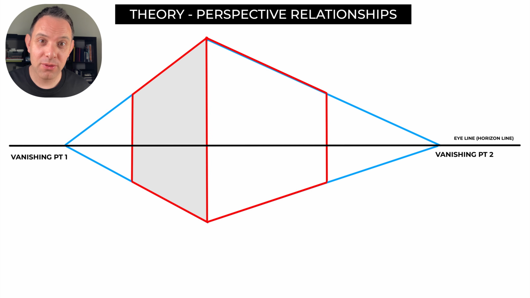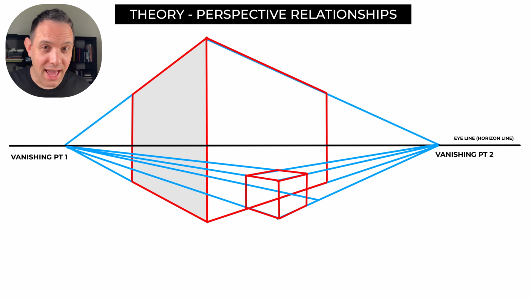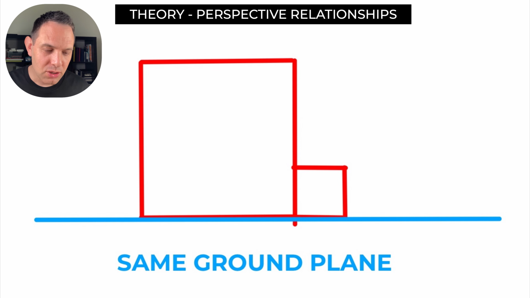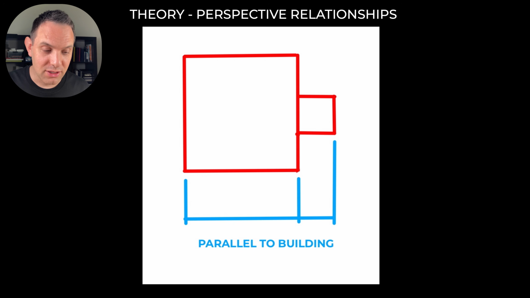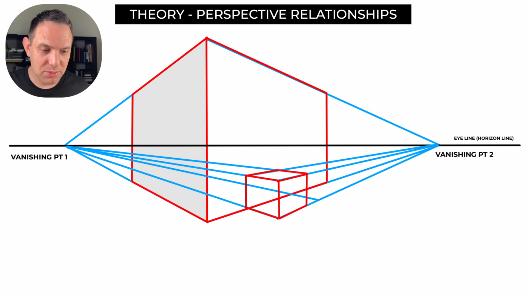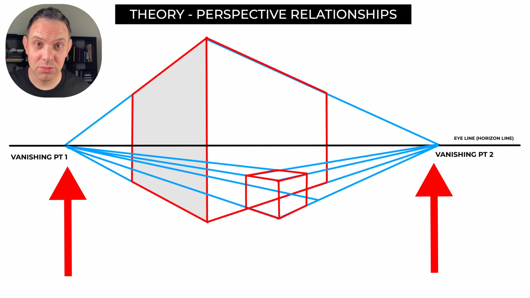So in general, how do we add objects to a scene with a building? Well, let's start by looking at this basic shape of a building here in two-point perspective. Now what if we add something to the side of this building? It could be a crate on the side, or a set of stairs, or even a car park next to the building. And because it is on the same ground plane and it's parallel to the building, those perspective lines go to the same vanishing points as the building.